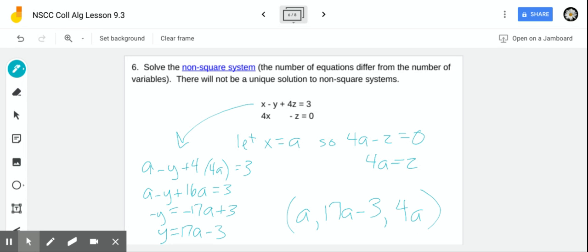So my solution, remember, x was a, y is 17a minus 3, and z is 4a. So anytime you have a non-square system, more variables than equations, that's going to be one of those infinitely many solutions where you're going to use the a to generate your answers.